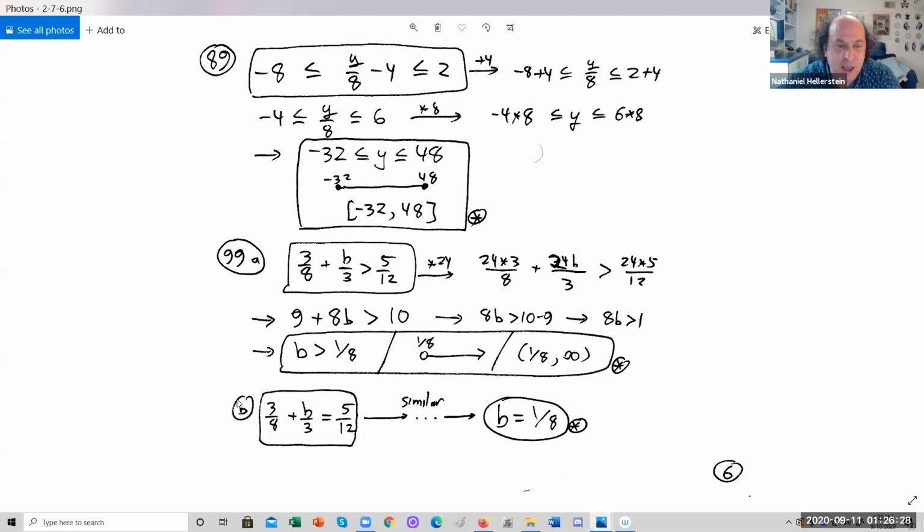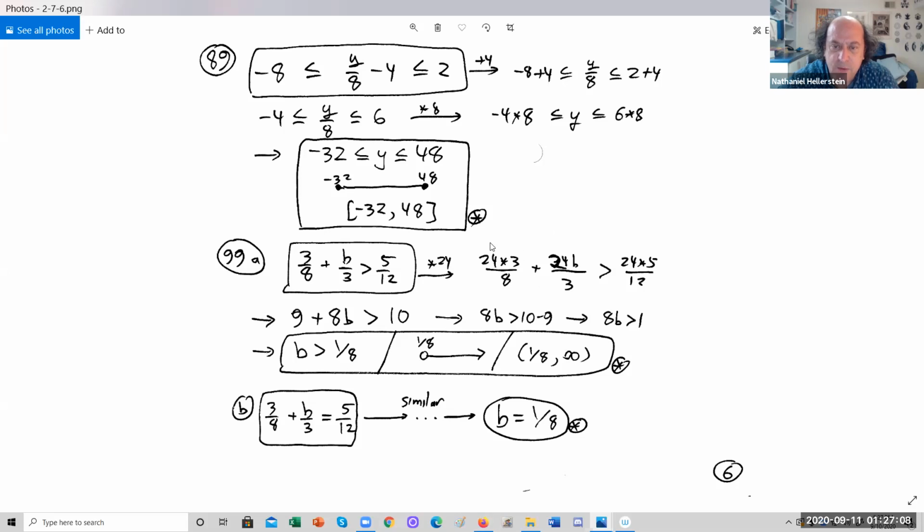All right, now 99A and B, these are ones that do similar things. Here we have a greater than sign, here I have an equal sign. So all the operations here we can repeat here and get an equality rather than an inequality. 3/8 plus b/3 is greater than 5/12. All right, 8, 3, and 12 have a lowest common multiple of 24. So we multiply throughout by 24. Since it's positive, it keeps the inequality sign the same. 24 times 3 over 8 plus 24b over 3 is greater than 24 times 5 over 12.